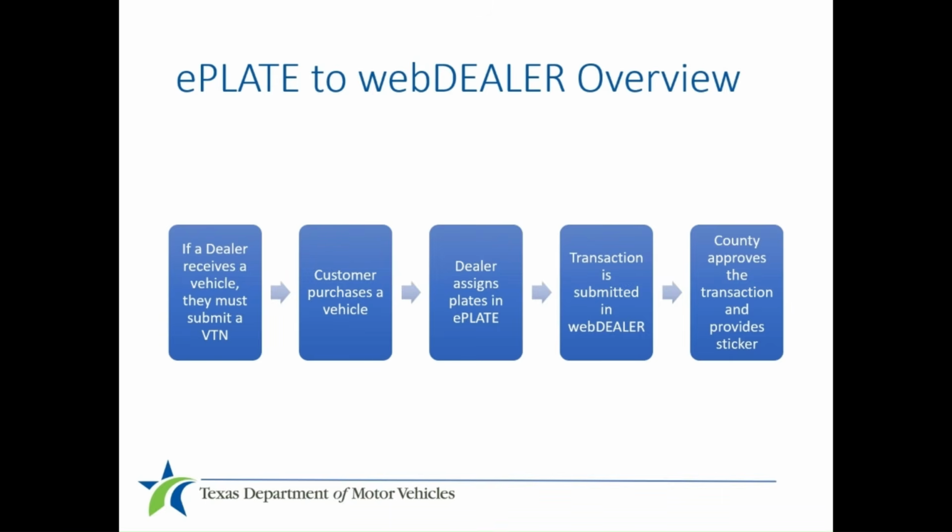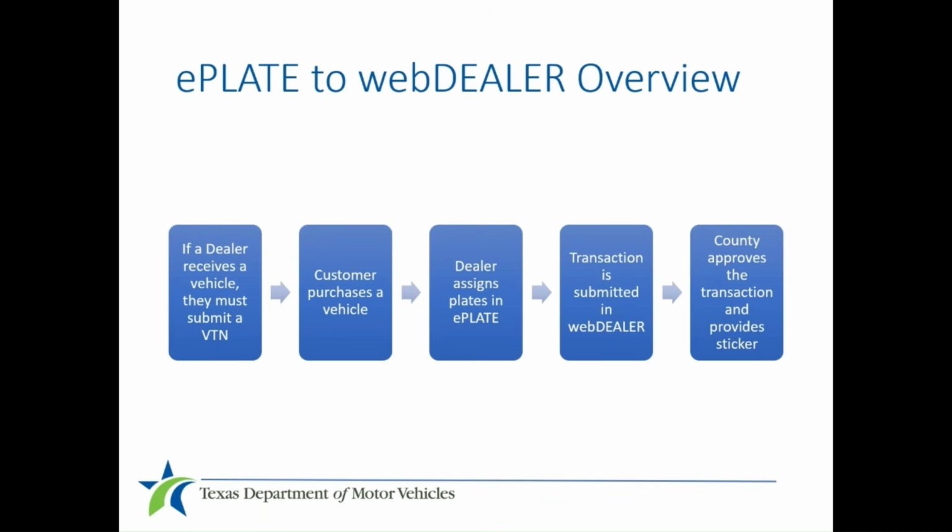Step 1. If you receive a vehicle, you must submit a vehicle transfer notification. This could be for a trade-in from a customer, or if you purchase the vehicle from a customer, an auction, or another dealer. Step 2. The customer purchases a vehicle from you. Step 3. You assign the appropriate metal plates in ePLATE to that vehicle so the customer can drive off your lot. Step 4. Submit the transaction in webDEALER.